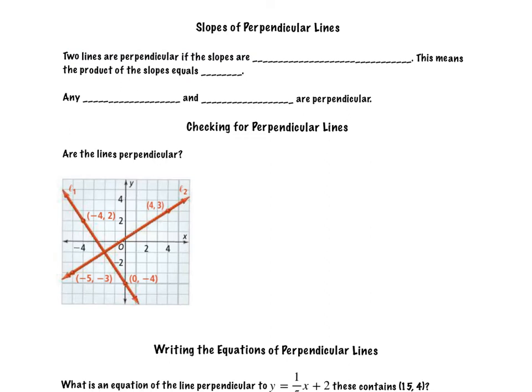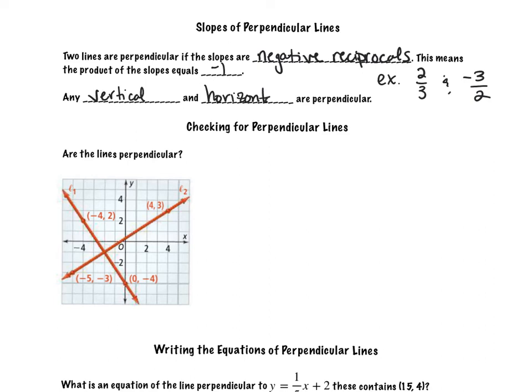So perpendicular lines: two lines are perpendicular if the slopes are what we call negative reciprocals, which means the product is negative 1. So an example of what that means: if I had 2/3 and negative 3/2, those two are negative reciprocals. And anytime I have a vertical line and a horizontal line, those lines are going to be perpendicular.